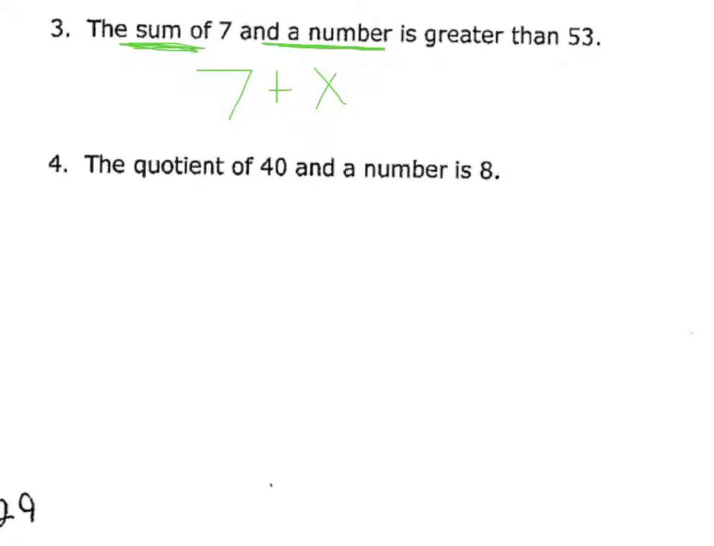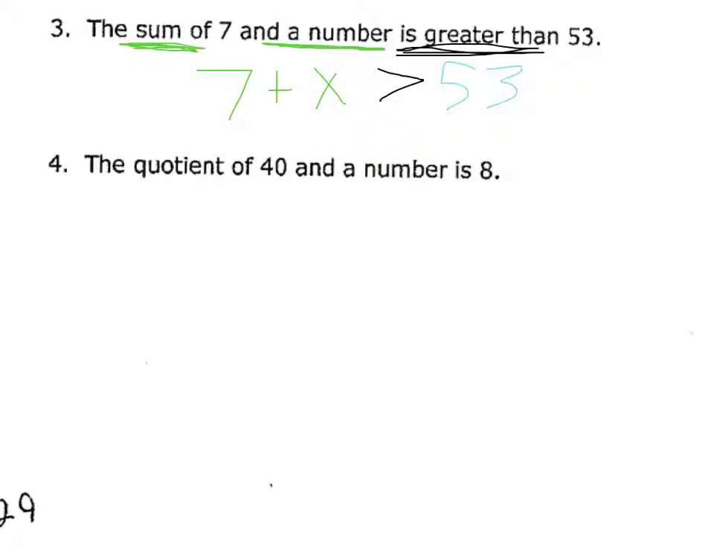And then it says is greater than, so that should key us in for our inequalities. So is greater than, it's going to be an alligator mouth pointing to the left. And then we have is greater than 53. As you practice these, they'll get a little easier. You'll notice those keywords even quicker.